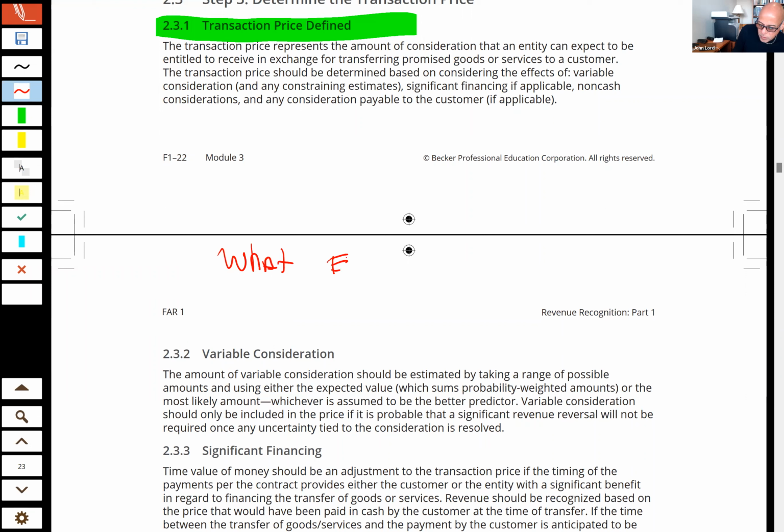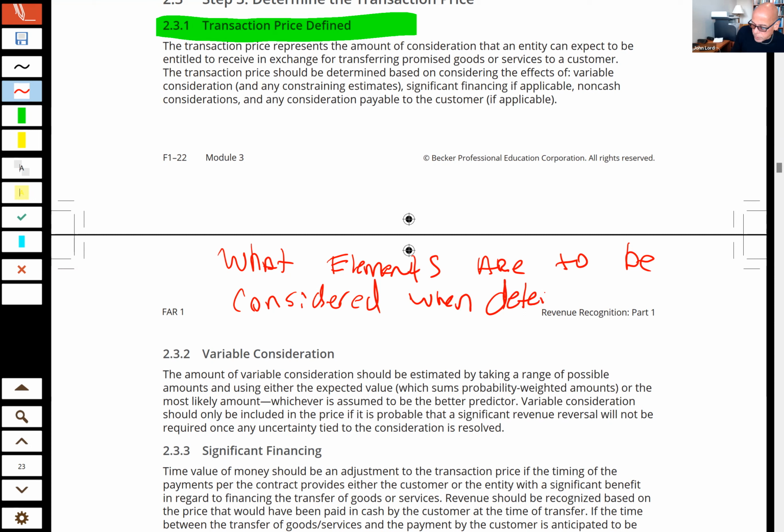What elements are to be considered when determining transaction price? What elements, let me read that back to you because I know my writing is pretty hard to read. What elements are to be considered when determining transaction price?